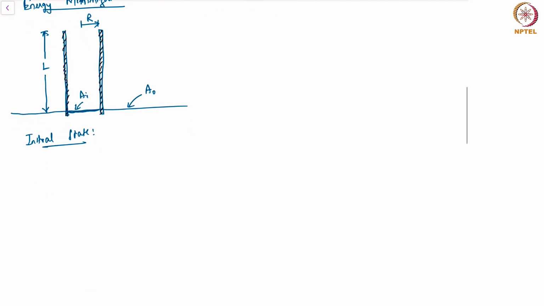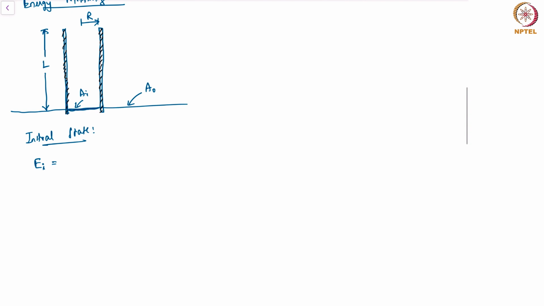The initial state energy, EI, would be gamma times A naught, that is the surface tension of the entire flat region outside, plus gamma times AI. Are there any other energies that we also have to consider? We also have to consider the inner surface area of the tube. That's basically gamma solid times 2 pi r times L. That is the inner surface area. I am deliberately ignoring the outer surface area of the tube because it does not really contribute anyway. Well, we could still write it, but for now I will ignore it.